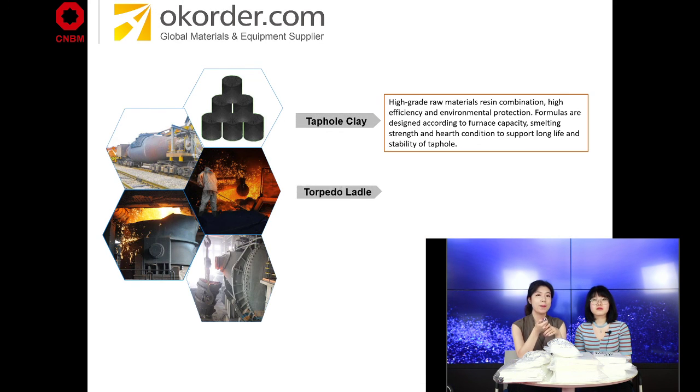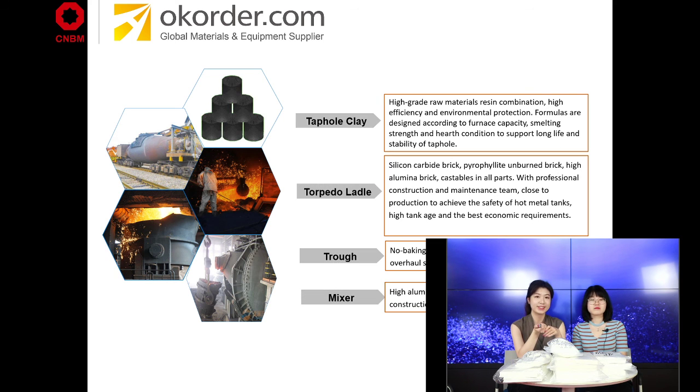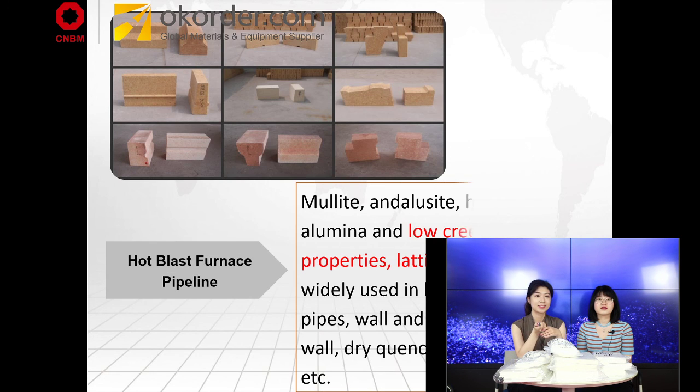Okay, so let's move to the second part, refractory. These are the different materials used for refractory products. For example, we have tap hole clay, torpedo ladle, and mixer. Okay, so this is hot blast furnace pipeline, and these are the refractory materials that we can provide for the installation of the pipeline. We can definitely provide this product.